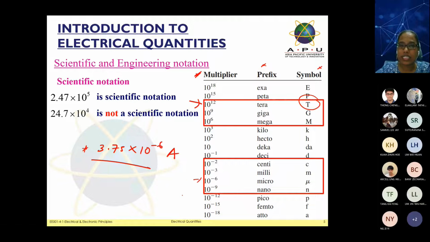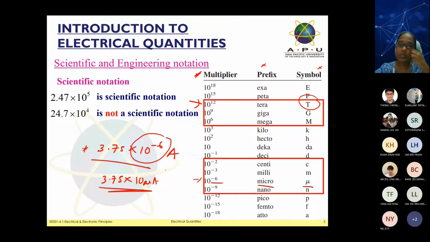So when I ask you to convert in scientific form, you need to know what this minus 6 stands for. It is the prefix. So for example, minus 6 means micro. The symbol for micro is highlighted in the U form. It's not U, but it looks like a U. So it means you're going to write 3.75 microampere.